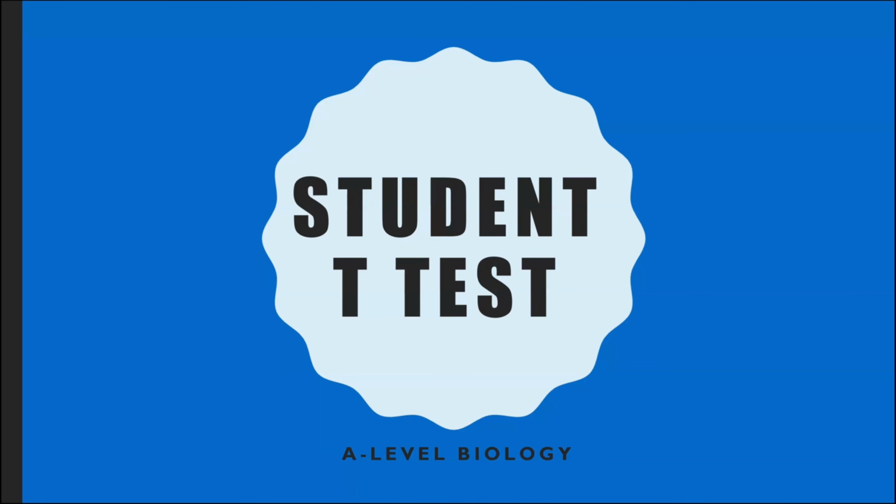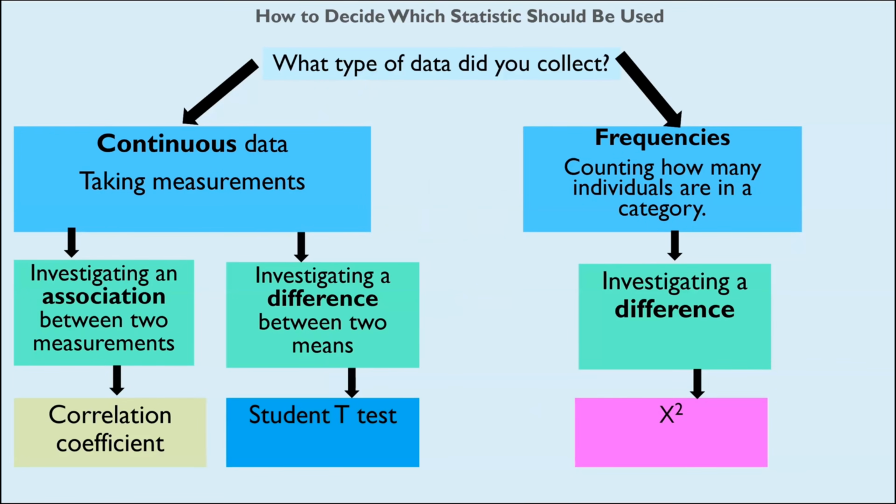This video is going through the statistic, the student t-test. So if we have a look at the flow diagram first of all, showing the three statistics that you need to know for A-level biology, there's correlation coefficient, the student t-test and chi-squared. And in this one, we're just going through the student t-test. So you would use this one if you are collecting continuous data, and then you're investigating the difference between the two means of that continuous data.